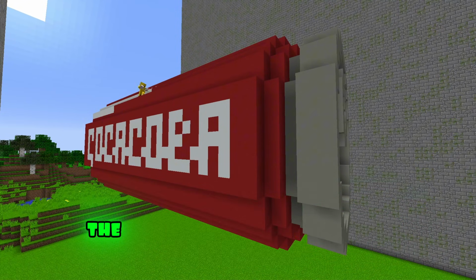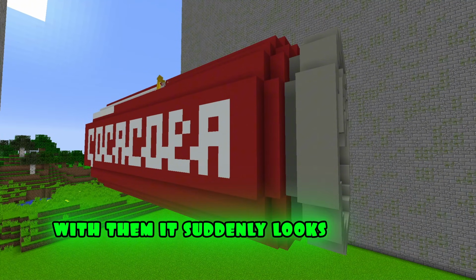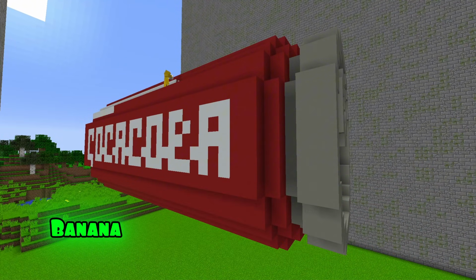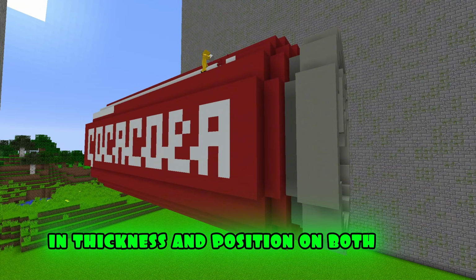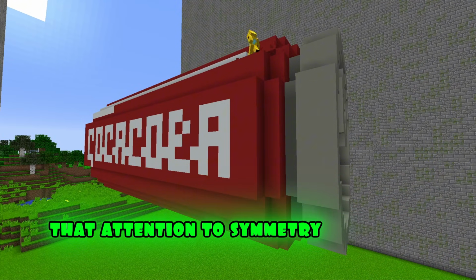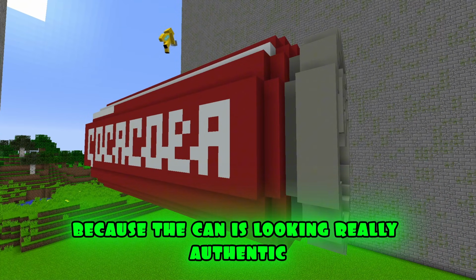Without these stripes, the design would feel flat and unfinished. With them, it suddenly looks polished and professional. Banana Kid is making sure the stripes are consistent in thickness and position on both sides. That attention to symmetry and detail is paying off because the can is looking really authentic now.